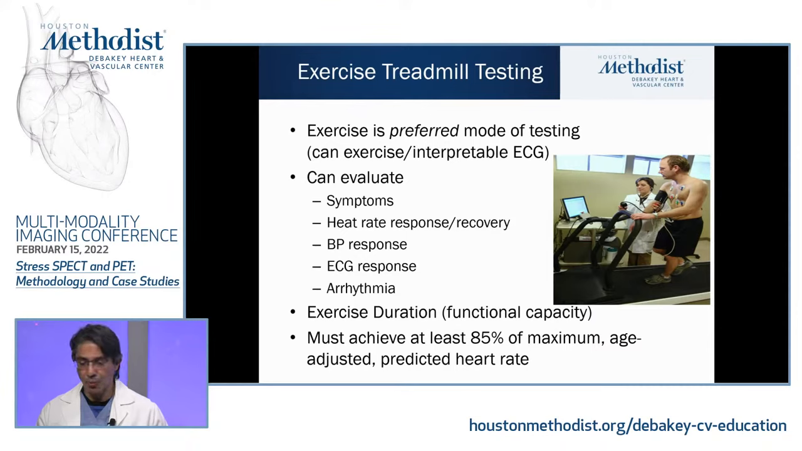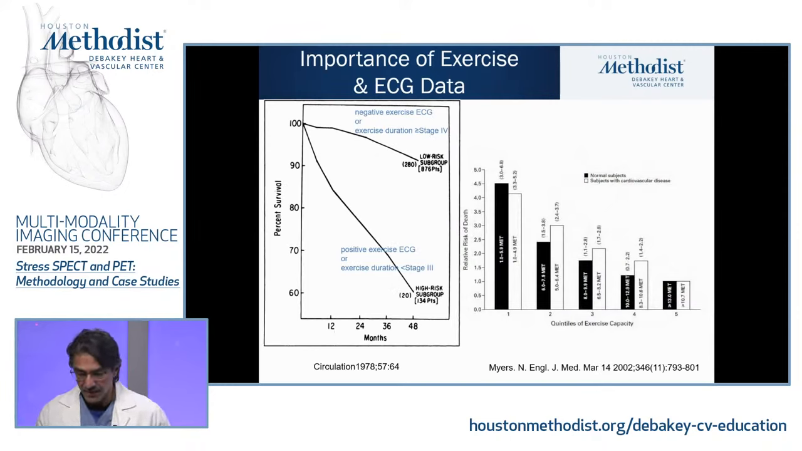And another very important prognostic factor is you can look at the duration of exercise, which is their functional capacity. And these are two studies done much earlier, which show us the importance of exercise over just clinical data. In this first study, you can see if you have a negative EKG or a patient who can exercise into late stages of the treadmill test, this is a low-risk group with a very good prognosis. Whereas if you have a positive EKG or if you're not able to exercise past stage 3, these patients are considered high risk and have a poorer survival.